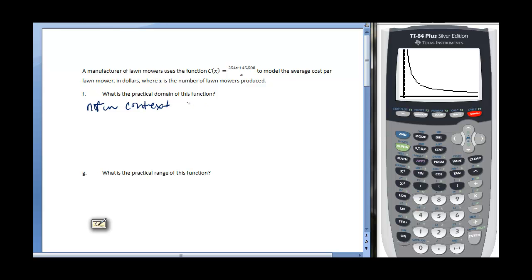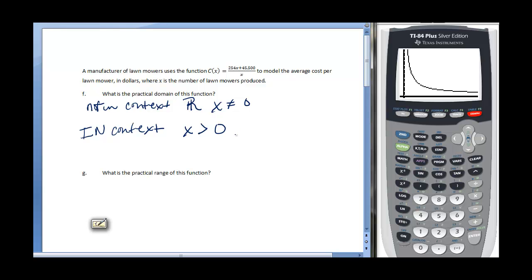Then the domain would be all real numbers, but x could not equal 0. But since we want the practical domain, that means we want it in context. Well, we wouldn't have negative lawnmowers, okay? So we could have it greater than 0.